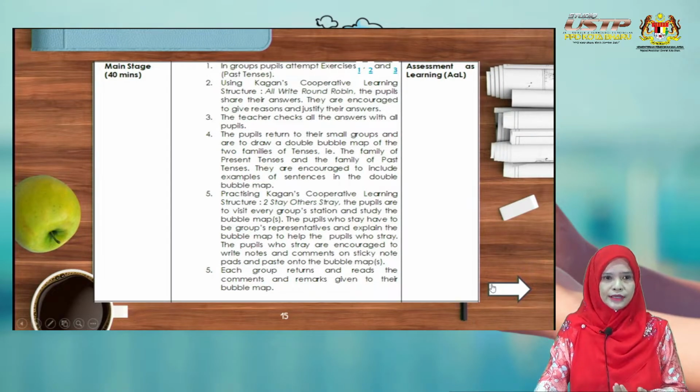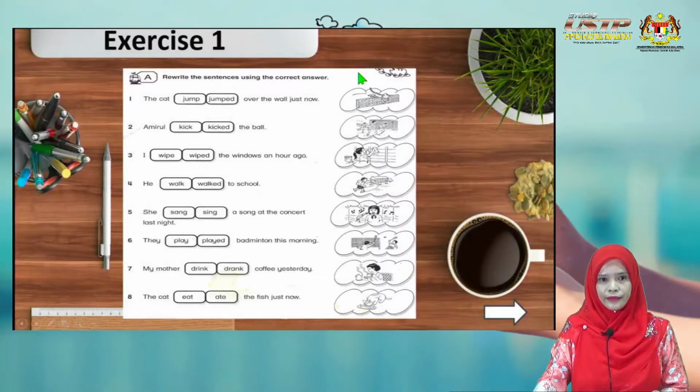This is the main stage, which is also for 40 minutes. In groups, pupils attempt exercises 1, 2, and 3 for past tenses. I'll show you exercise 1. This is exercise 1.